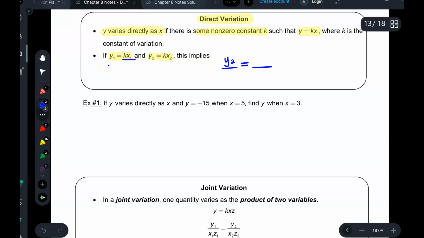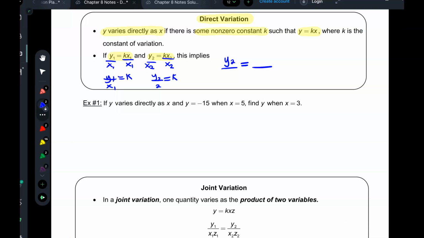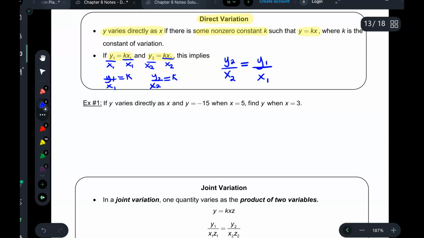Because if I divide both sides by x1 here, then k is equal to y1 over x1. And if I divide both sides by x2, then y2 over x2 is equal to k. So if both of these are equivalent, they're both equal to k, then y2 over x2 is equal to y1 over x1. I wanted to write it that way.